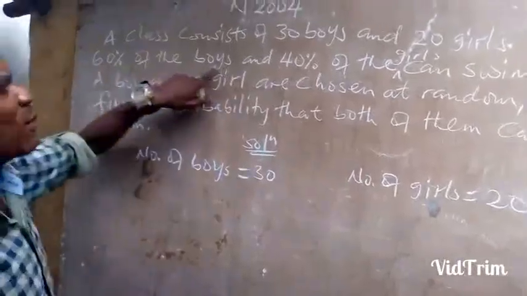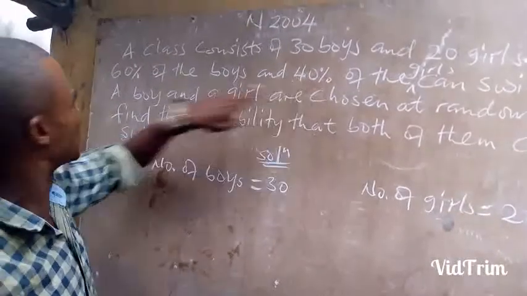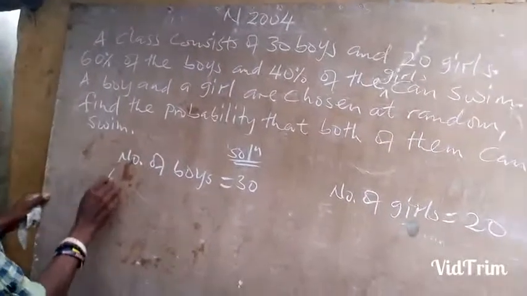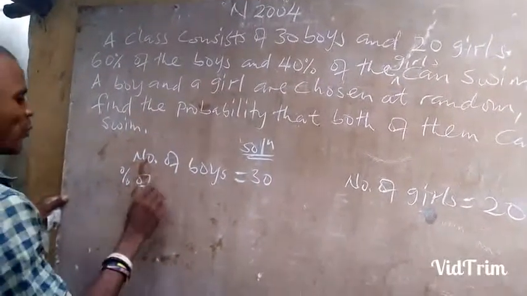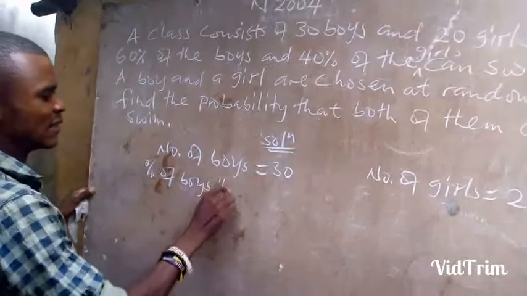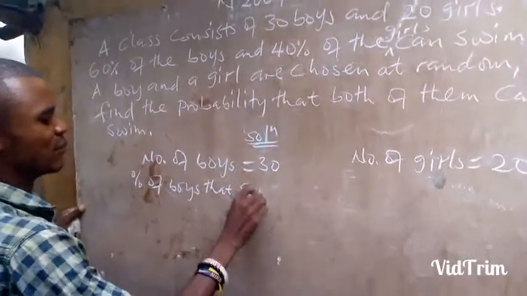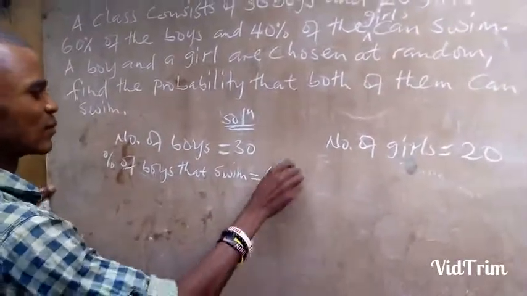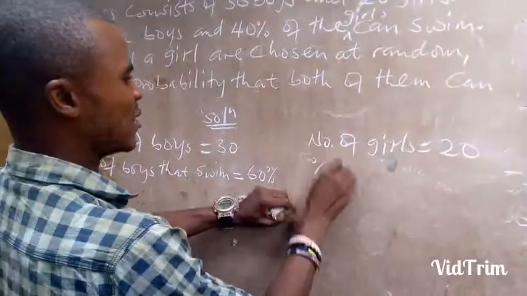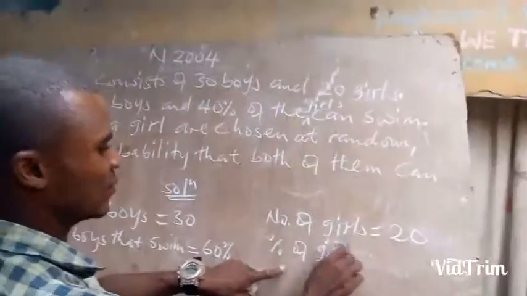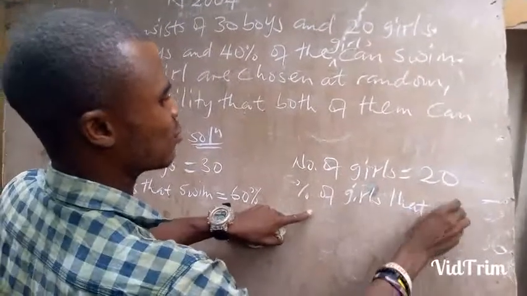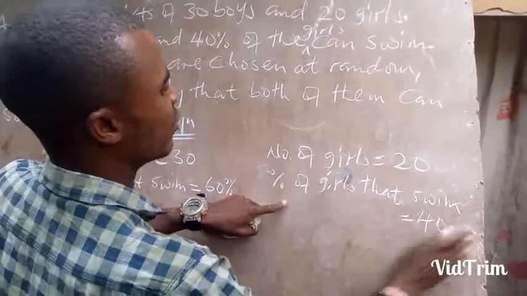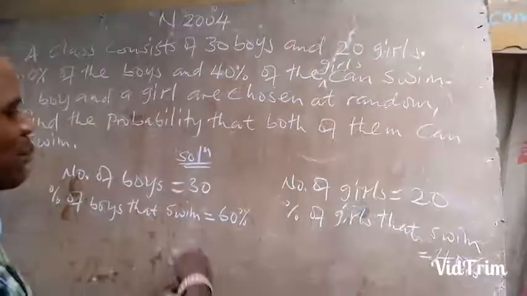Now 60% of the boys and 40% of the girls can swim. You say percentage of boys that swim, they said 60%. And here percentage of the girls that swim, according to them, 40% of the girls can swim. Now they presented them in percentages.